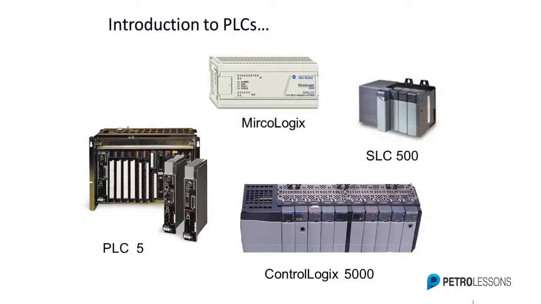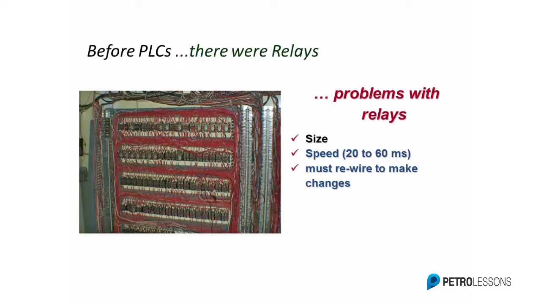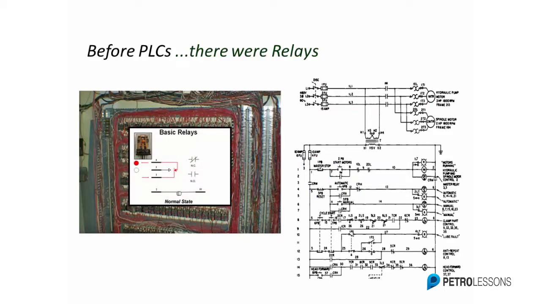Introduction to PLCs. Before PLCs, there were relays. The problem with relays was not only their size, but they were extremely slow. Speeds were as slow as 20 to 60 milliseconds. If changes had to be made, rewiring would be required. Electricians had to understand relay logic and be able to troubleshoot electrical control systems using electrical schematics.